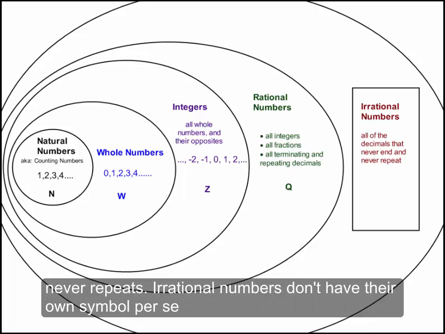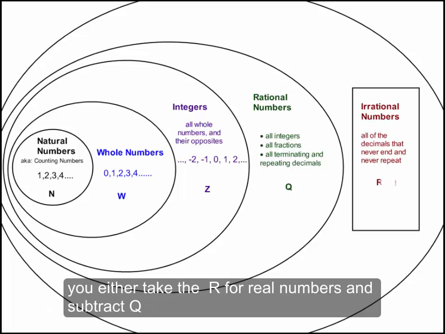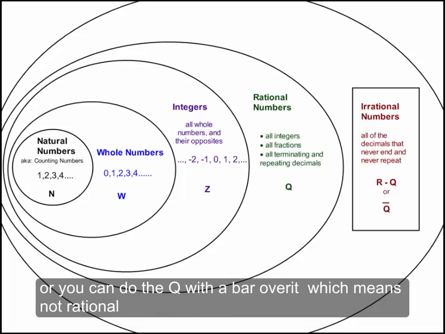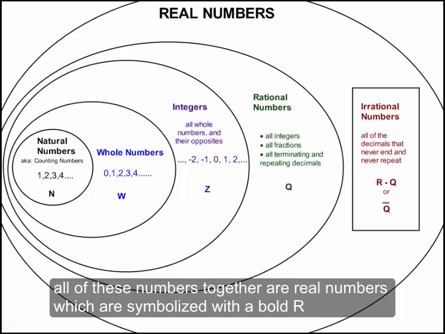Irrational numbers don't have their own symbol per se. You either take the R for real numbers and subtract Q, which are all of the rationals. So basically, it's every real number that's not rational. Or you can do the Q with a bar over it, which means not rational. All of these numbers together are real numbers, which are symbolized with a bold R.